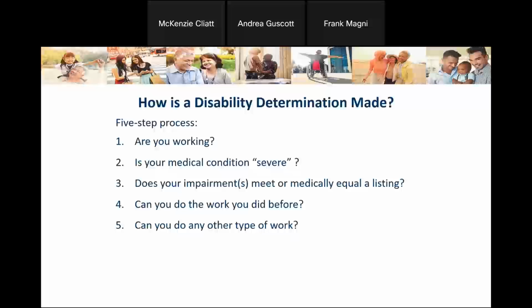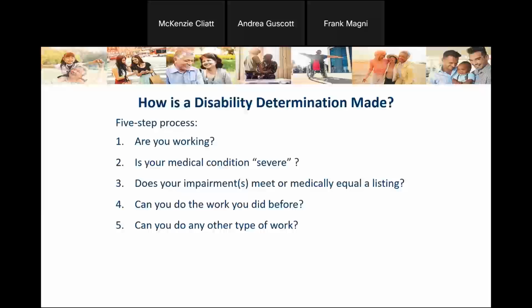We do use this 5-step process to decide if you're disabled. Are you working? If you're working and your earnings average more than a certain amount each month, we generally won't consider you to be disabled. Another confusing part of these types of benefits is that a person can have a disability, but if they're demonstrating the ability to work at a certain level, then you're not eligible under Social Security rules.